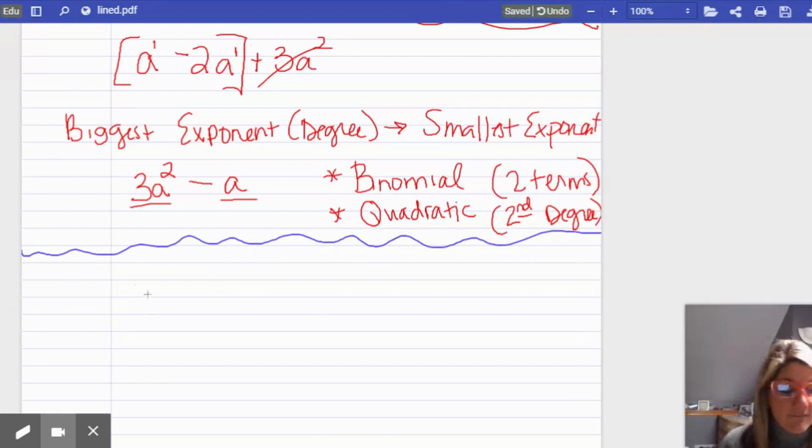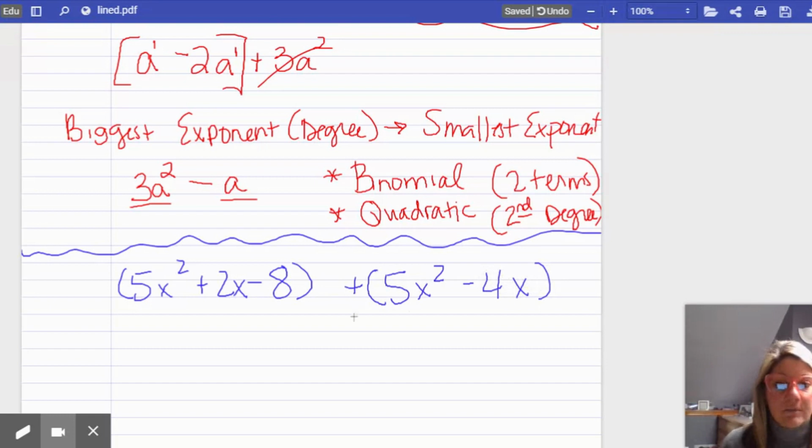Okay. So finally, what we're going to do is have something that's once again just a teeny bit more complicated. So we have 5x squared plus 2x minus 8. And then we have plus, parentheses, 5x squared minus 4x. Because this is a plus sign, I don't actually have to distribute anything. I can just get rid of the parentheses and combine like terms. So since I'm adding, I'm going to write the like terms right underneath. So this is also 5x squared, and then I have minus 4x.